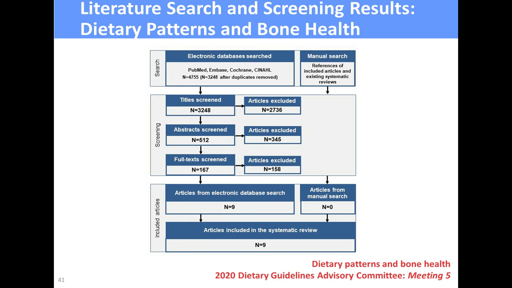The search for this systematic review was from March 2014 to September 2019, and it builds, as noted, upon that existing systematic review conducted by the 2015 Dietary Guidelines, which was 2000 to 2014. So the standard review and removal was done, and to update this existing review, 3,248 articles were title screened, 512 articles were abstract screened, and 167 articles were screened at the full text level. After all of that, this update to the existing systematic review for dietary patterns and bone health contains 9 included articles.